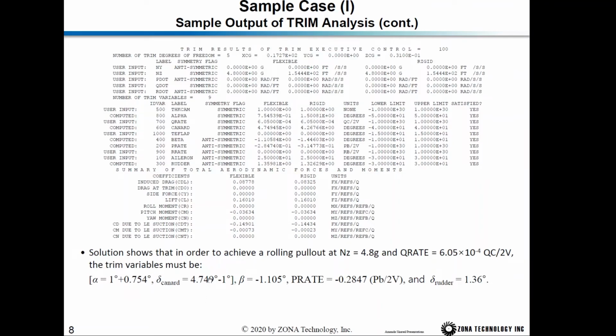The delta we need is 4.749 degrees, but in the trim file we specified the canard equals negative 1 degree. So this is the true canard deflection angle. This is the beta. This is the roll rate, and delta for the rudder we need 1.36 degrees.